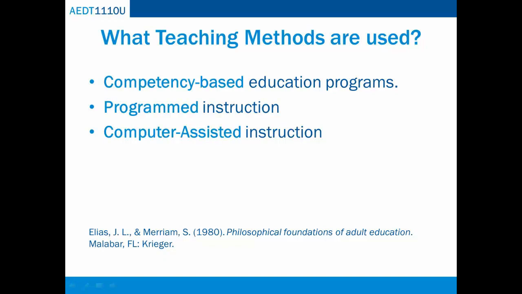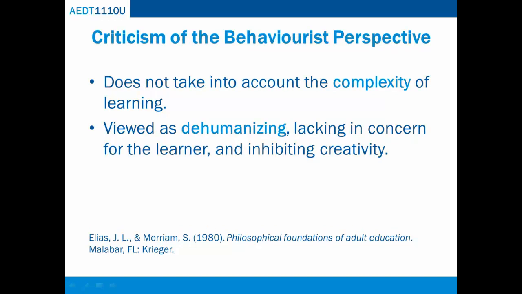Competency-based education programs use criterion-referenced evaluation measures, which compare the learner's progress or accomplishments to a fixed standard or criterion of mastery. Programmed instruction and computer-assisted instruction are also commonly preferred by those who have adopted a behaviorist philosophy of adult education. The chief criticism of behaviorism is that it doesn't take into account the complexity of learning.